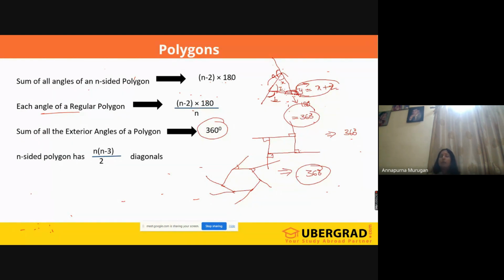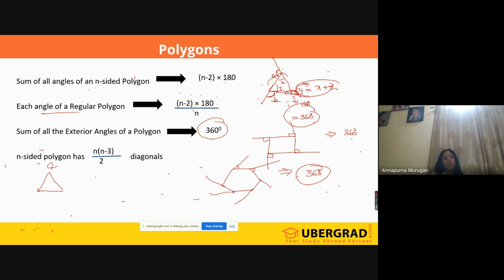Now, guys, one more thing you need to know: the diagonal. Can you find any diagonal in a triangle? We don't have any diagonal in a triangle. Why? What is a diagonal? The diagonals are nothing but the lines joining the opposite vertices.